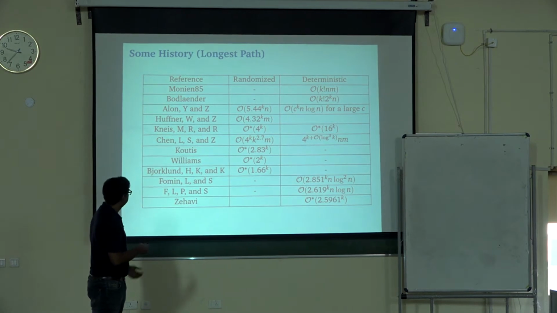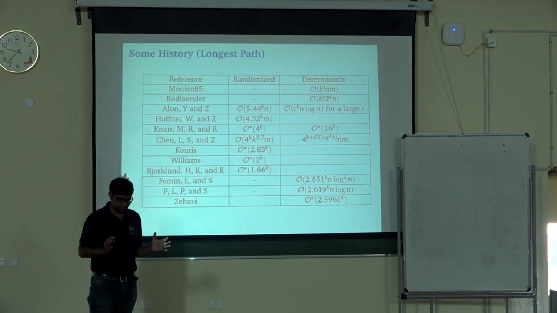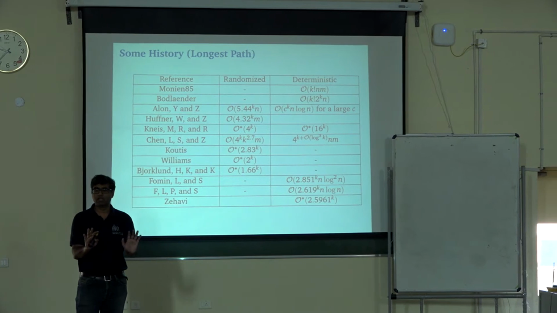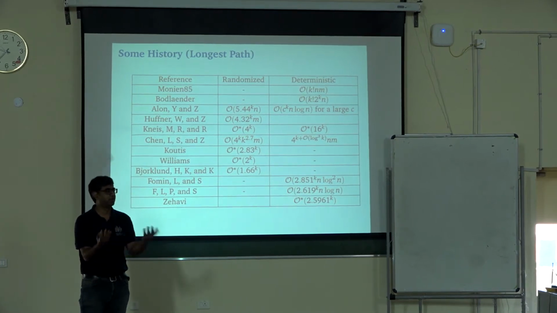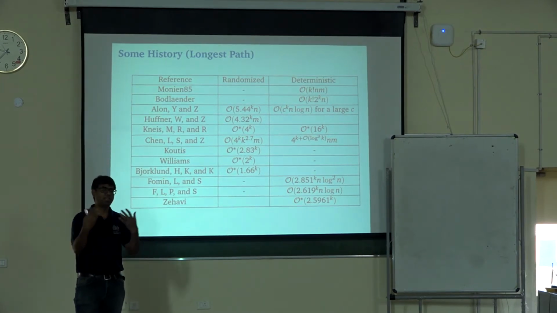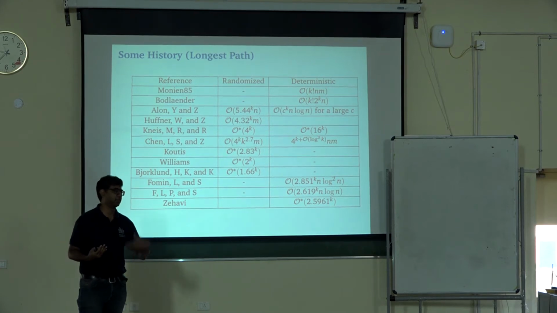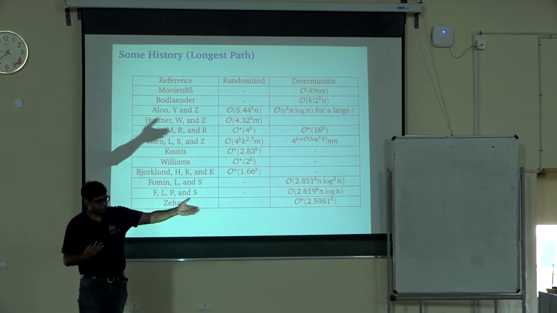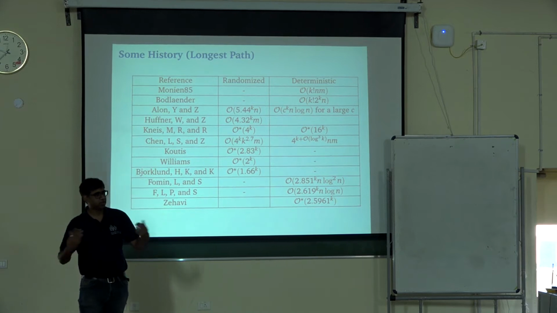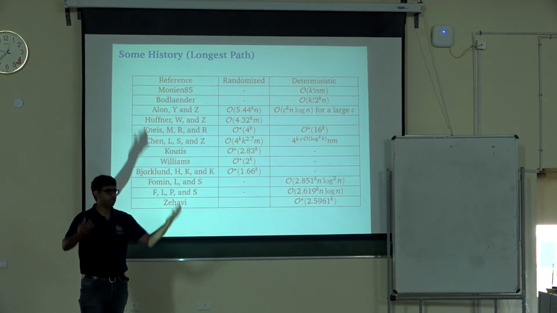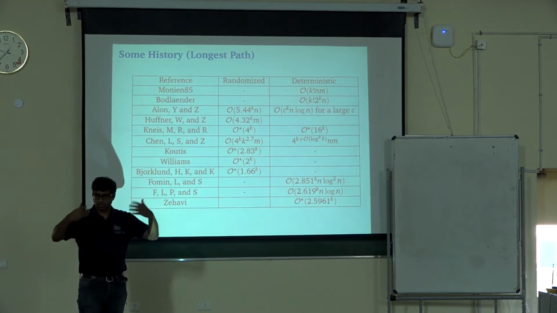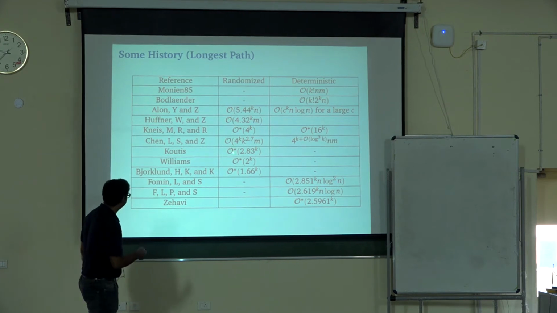And Naor and some other people said, oh, why not try to take this color coding and use something like divide and color. So I only color with just two colors. What is the probability that the first half of the path is 0 and the second half is 1? It's roughly 1 over 2 to the power k. And then they did some kind of divide and conquer. So this introduced divide and conquer.